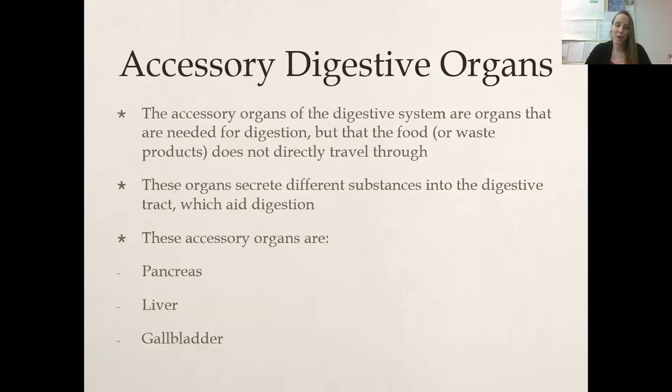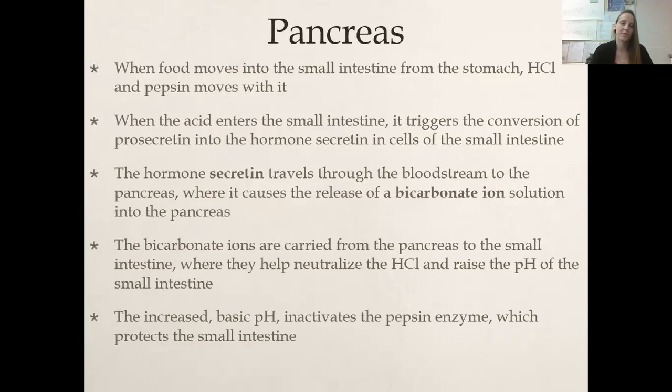Okay, so that is the pathway of food through the digestive system, but we also have things called accessory organs, which food doesn't go through, but which are still really important for the digestive process. So the accessory organs are the pancreas, the liver, and the gallbladder. The pancreas is super important for digestive enzymes and different chemicals.